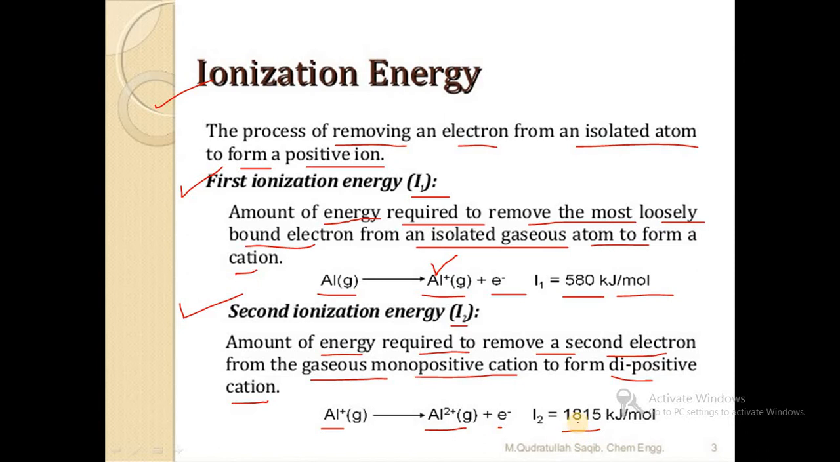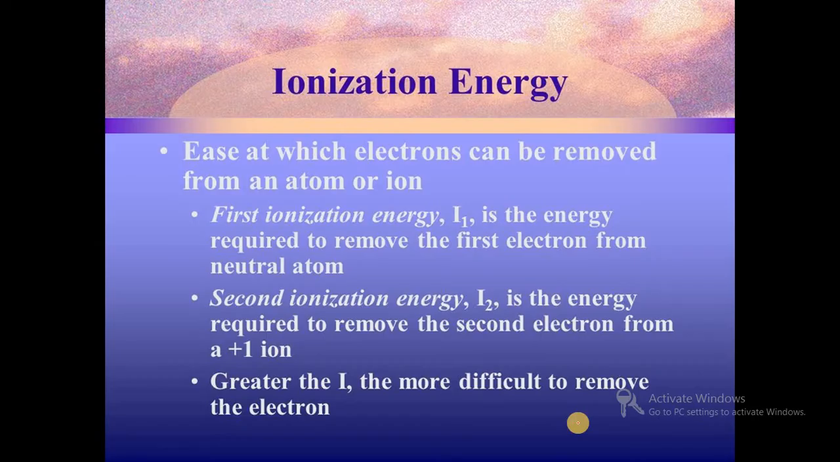Overall, ionization energy is an endothermic process, because energy is required to remove the electron, and ionization energy is always positive. In another slide we will see details about the energy at which electrons can be removed from an atom or ion.